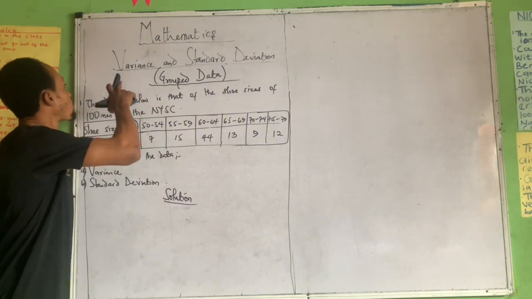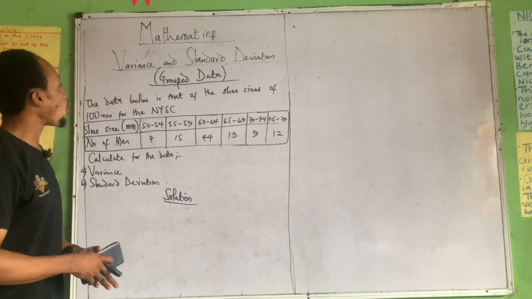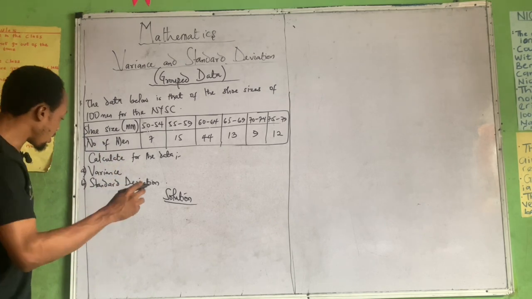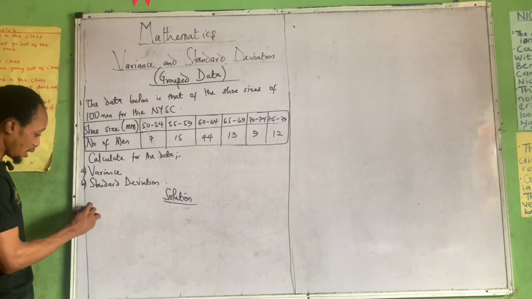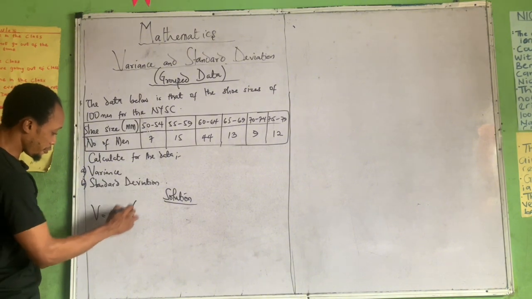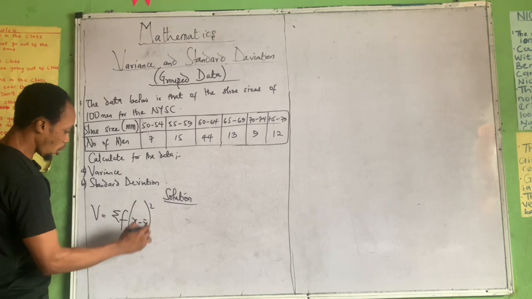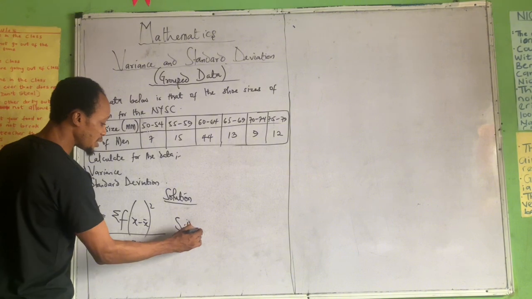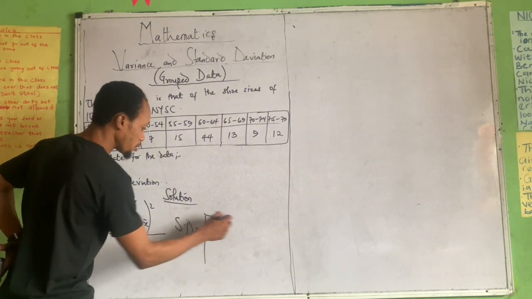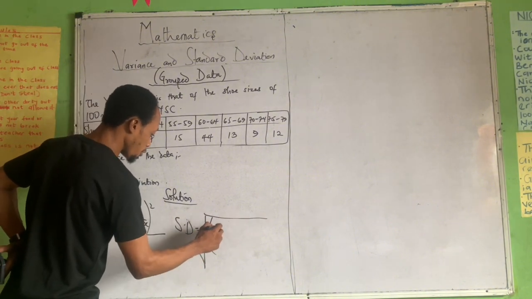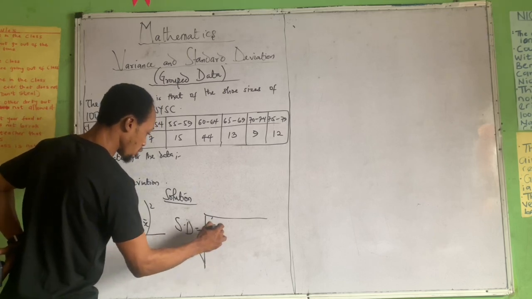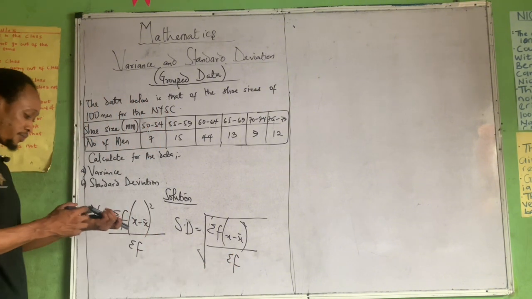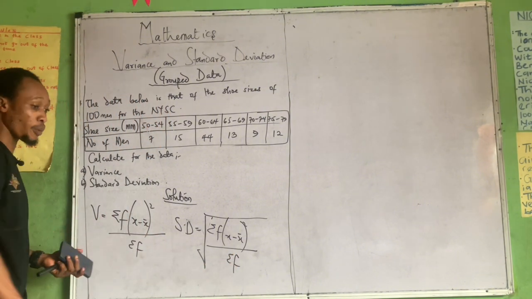Alright, so we have variance and standard deviation of grouped data. The formula for calculating the variance of grouped data is summation f, x minus x bar all squared, over summation f. The standard deviation is the square root of your variance, that will be the square root of summation f, x minus x bar all squared, over summation f. So take note that this is not E, it is summation.